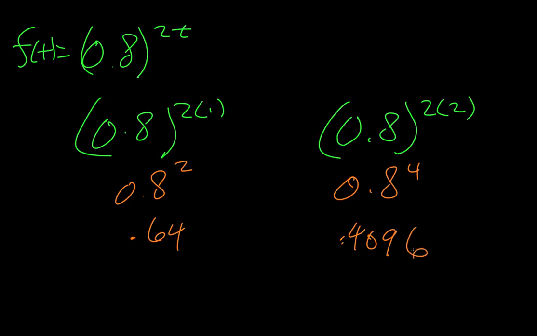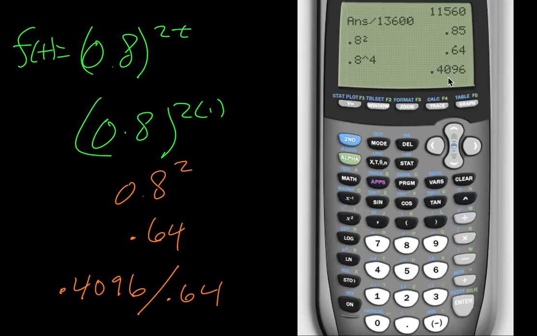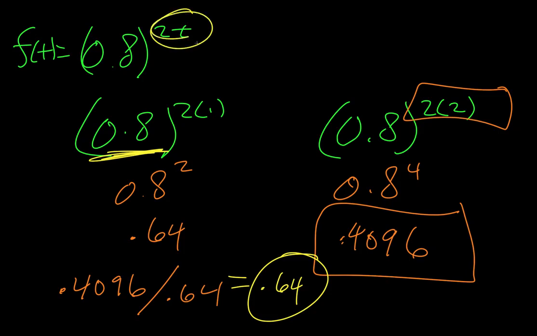Once again, we plugged in a 2 right here, so we use this one on top and divide by that. 0.4096 divided by 0.64. We already have that answer, so I just need to hit divide 0.64, and we ended up getting 0.64 for our answer. Now notice that was different than this 0.8. That's because right here was not just a t or an x, it was a 2.